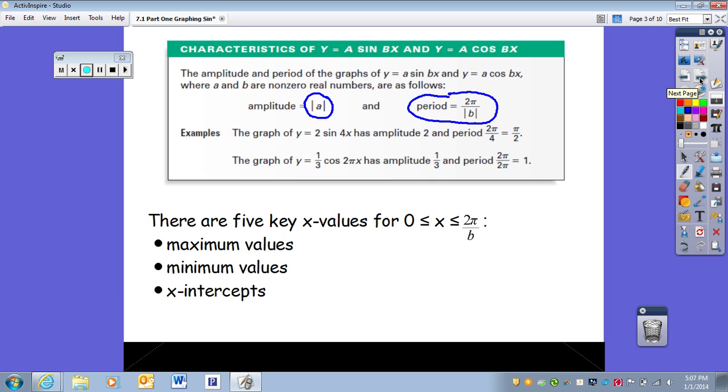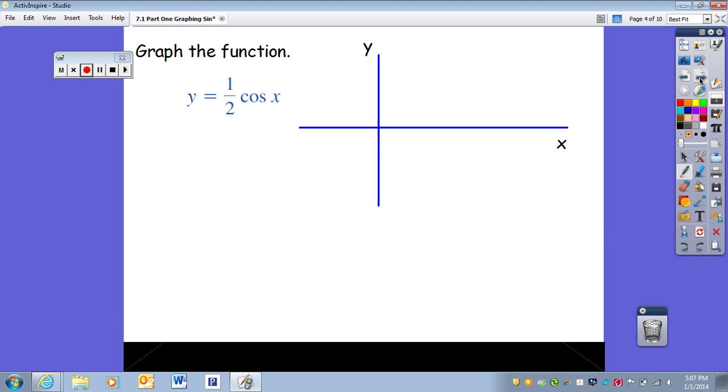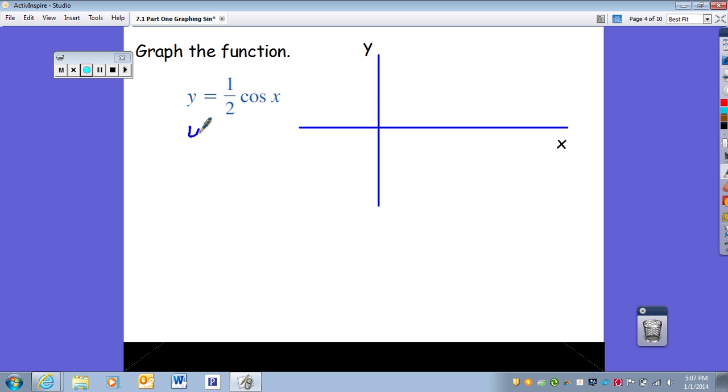So let's start by practicing on this first example. We want to find the graph of y equals 1/2 cosine of x. Recall that our form is y equals a cosine of bx. To find the amplitude, we simply take the absolute value of a. A is the leading coefficient of our cosine, so the absolute value of 1/2 would be 1/2.